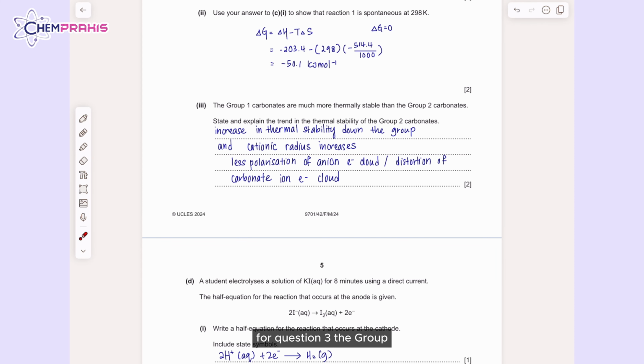For question 3, the group 1 carbonates are much more thermally stable than group 2 carbonates. State and explain the trend in the thermal stability of the group 2 carbonates. First of all, there is an increase in thermal stability down the group. The reason is very simple: the cationic radius increases, which means the size of the group 2 ions increases. So you have less polarization of the anion electron cloud, or less distortion of the carbonate ion electron cloud.